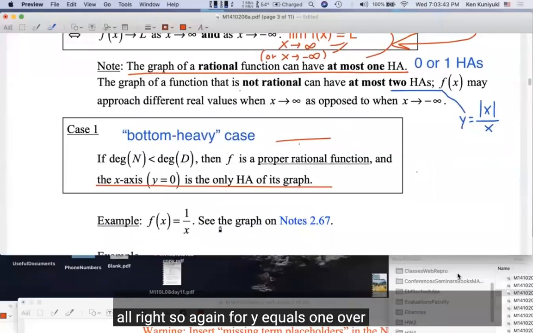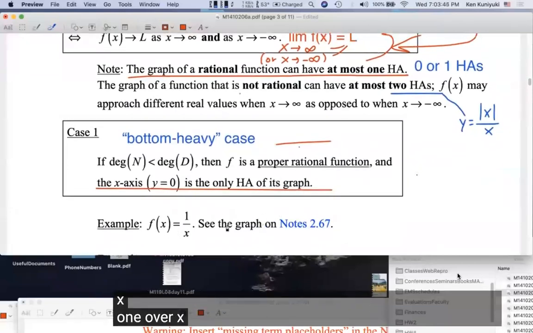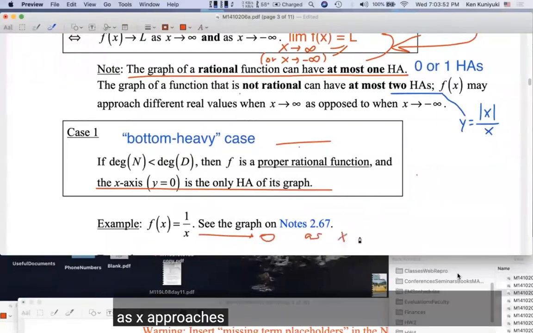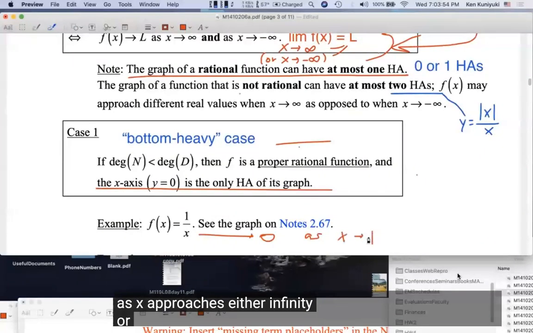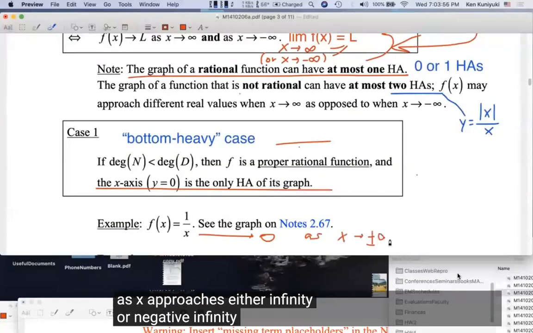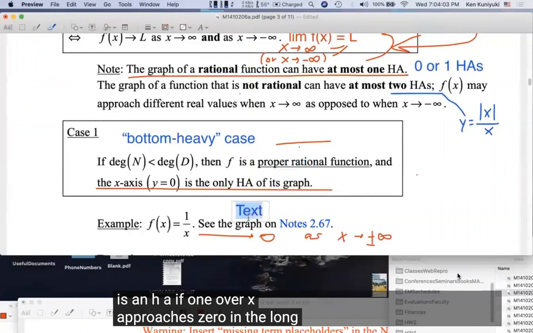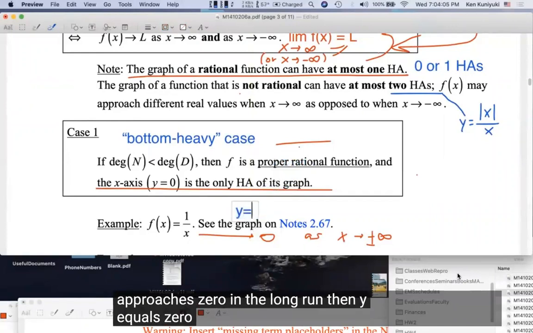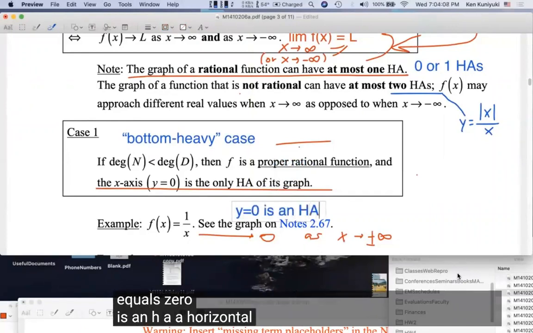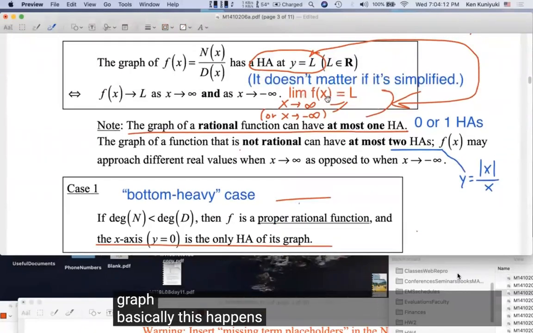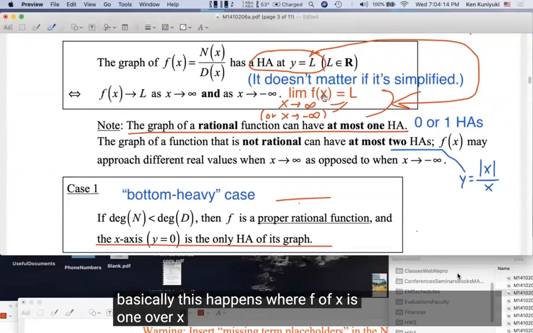So again, for y equals 1 over x, 1 over x approaches 0 as x approaches either infinity or negative infinity. So that means that y equals 0 is an HA. If 1 over x approaches 0 in the long run, then y equals 0 is an HA, a horizontal asymptote for the graph. Basically, this happens where f of x is 1 over x and L is 0.